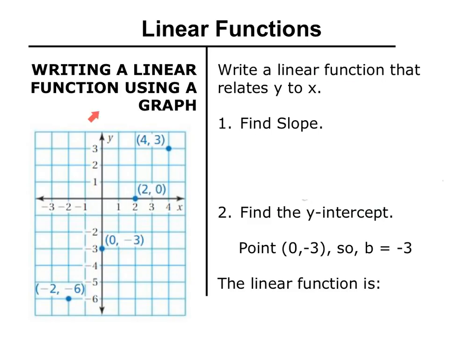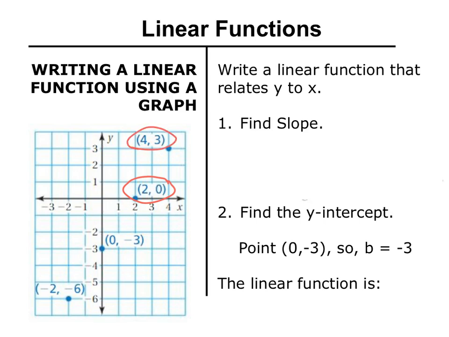So we are going to write a linear function using a graph. I have a graph here with 4 points plotted on it. The first thing I'm going to do is find the slope. I can find slope either by counting the rise over the run directly from the graph, or using 2 points on the line. I'm going to use 2 points, and I'm going to pick this point and this point.